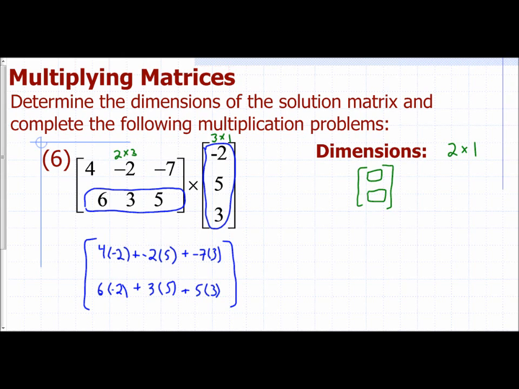So we have 4 times -2. I'm just going to go ahead and do this underneath. So I get -8. -2 times 5 is -10. And -7 times 3 is -21. So -8 minus 10 minus 21 is going to give me -18 minus 21, which is -39.